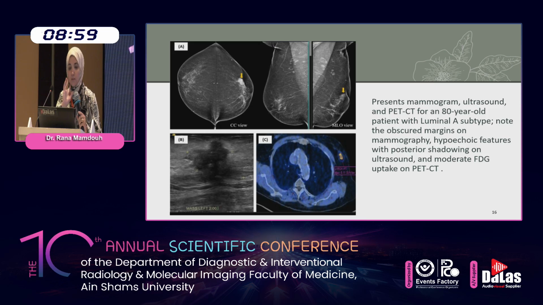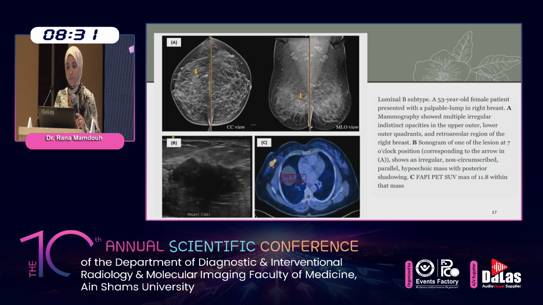Another example for luminal type A, an 80-year-old patient with luminal type A. There is a spiculated margin, obscured on mammography, hypoechoic on ultrasound, and with posterior acoustic shadowing. And on PET-CT, it has a moderate uptake.